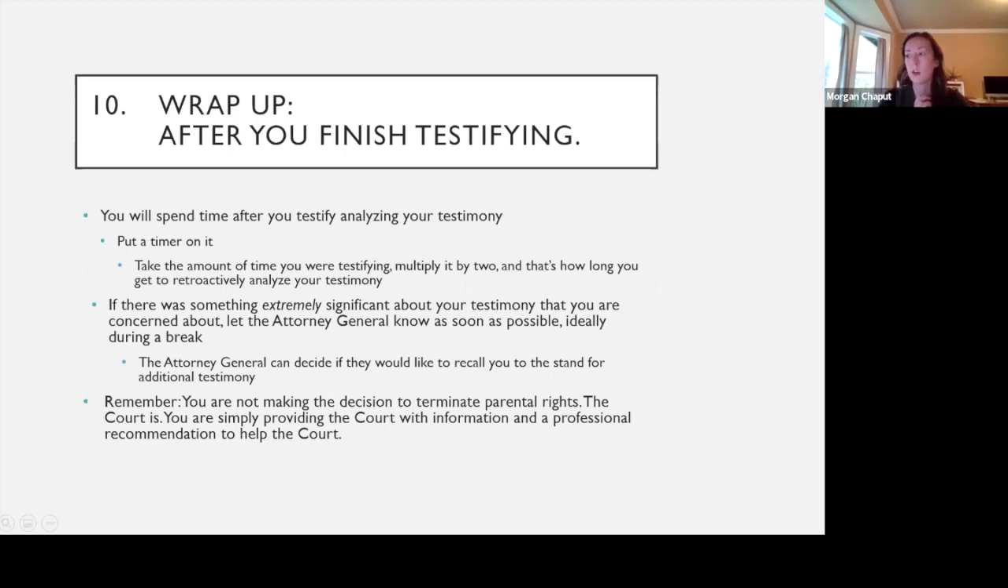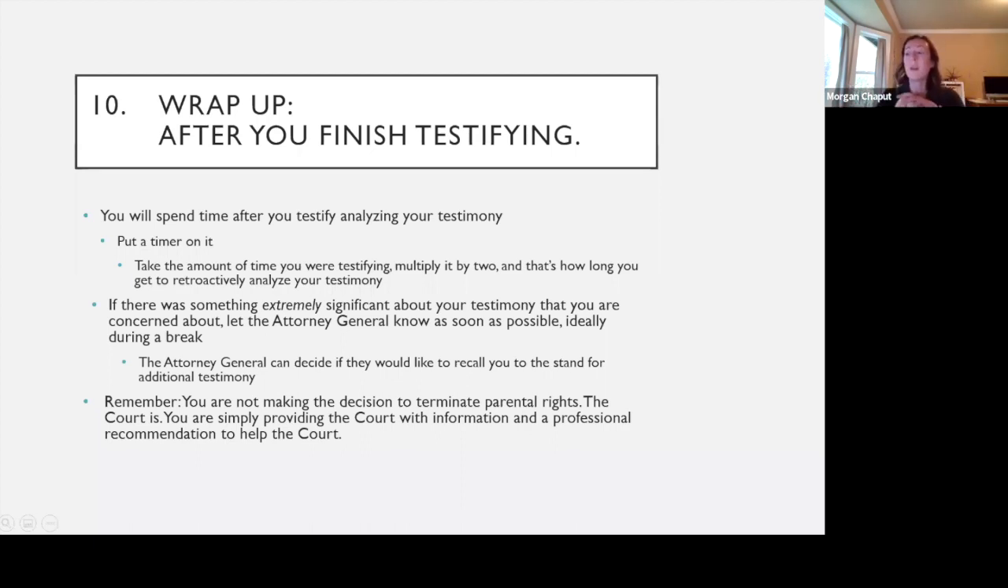So my suggestion is, feel free to do that, but put a timer on it for yourself. Take the amount of time that you were testifying, say you were on the stand for 15 minutes, double it, and that's how long you get to retroactively analyze your testimony. So half an hour, think about what you did, and then you've got to move on.